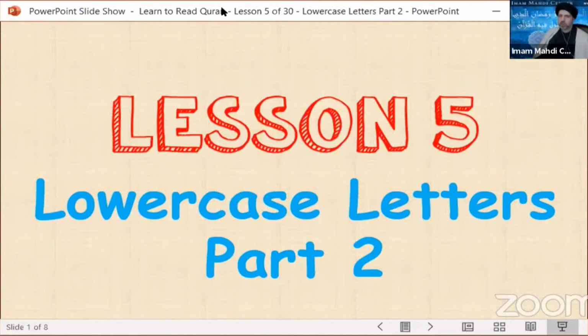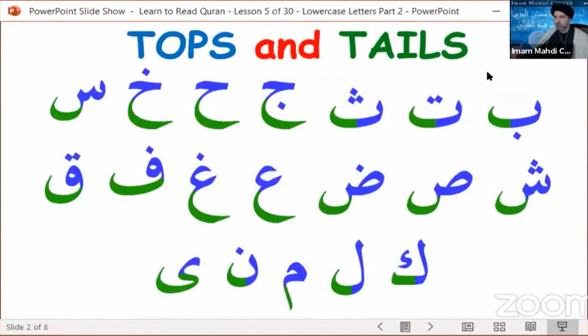And we will continue our lessons on learning how to read the Quran. Tonight is our 5th lesson. And we are going to continue discussing the lowercase letters. If you remember, yesterday we discussed the first part of the lowercase letters. And we talked about how only certain letters have lowercase forms, and that's most of them.